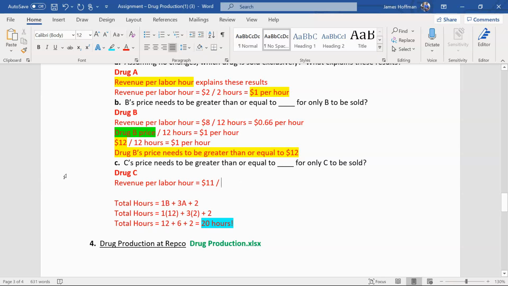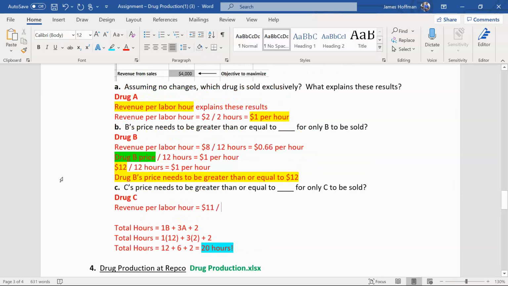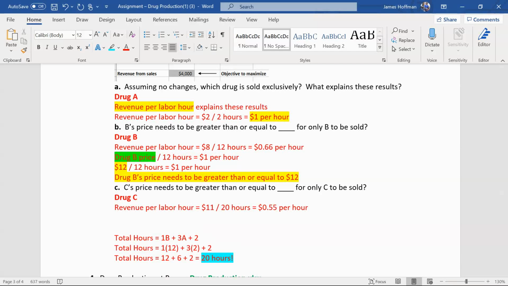Alright, so then, what do we got here? It took 20 hours to make a drug C. What's 11 divided by 20? Like 55. 55? Yeah. Okay, 55 cents. So that's not $1.